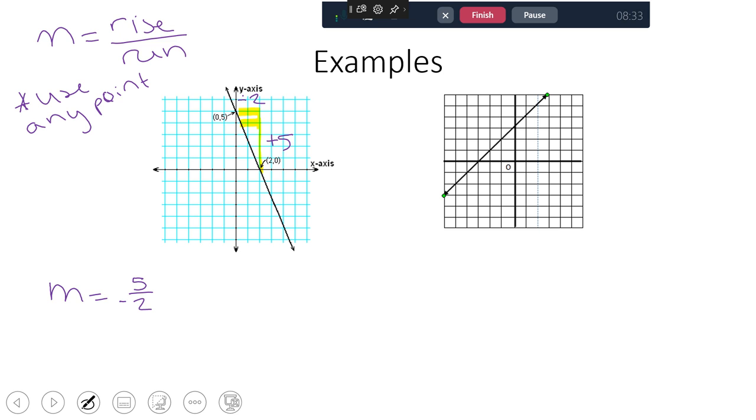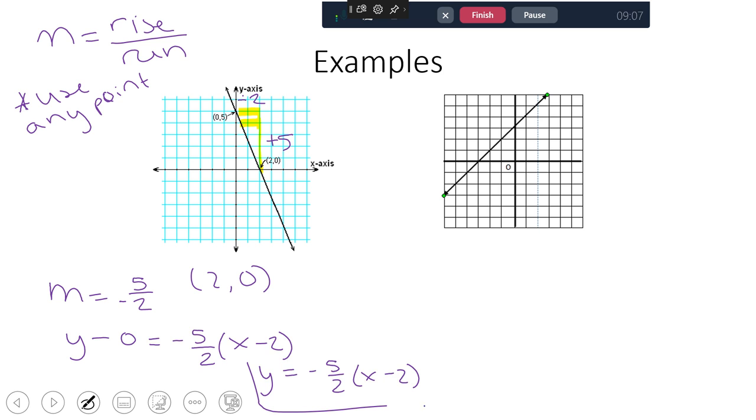Okay? We can use any point. I'm going to use my x-intercept. The point I'm going to use is 2, 0. It doesn't matter which point you use. You can use any point that you want. So that means that we're going to have y minus 0 equals negative 5 over 2 times x minus 2. And that 0 wouldn't be there, so this would just be the same thing as y equals negative 5 over 2 times x minus 2. You could have used the other point if we wanted to.